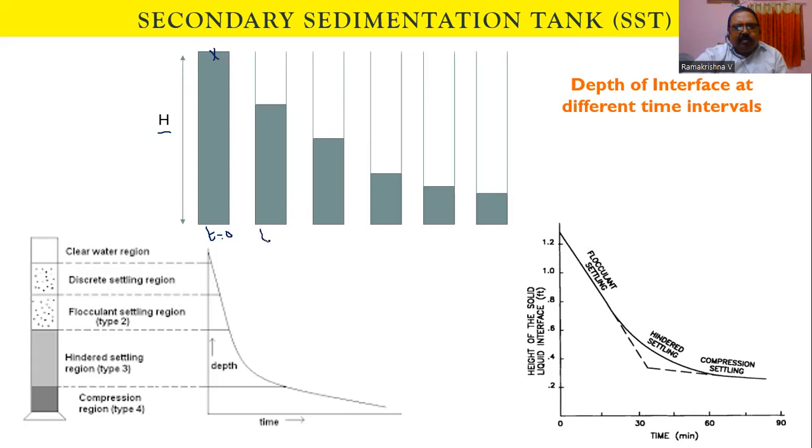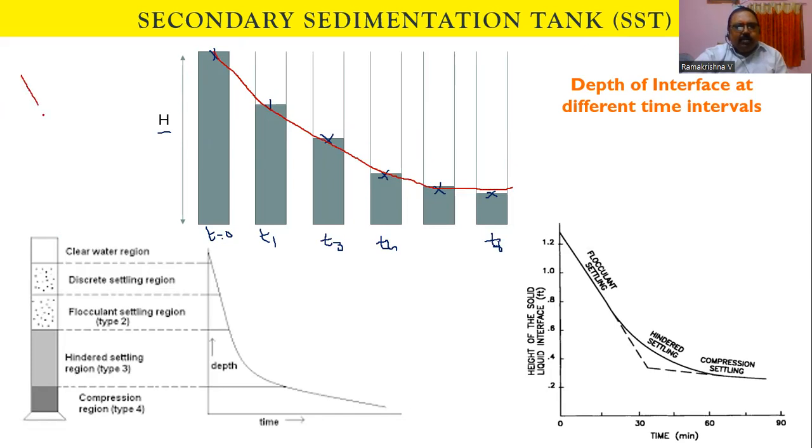After some time of settling, say t1, the interface changes and comes down somewhere here. After another time t2, the interface is further reduced to some other point. Similarly, we have t3, t4, t5, t6. If you note down these points and join them, you see how the particles are settling. This is how the line goes.